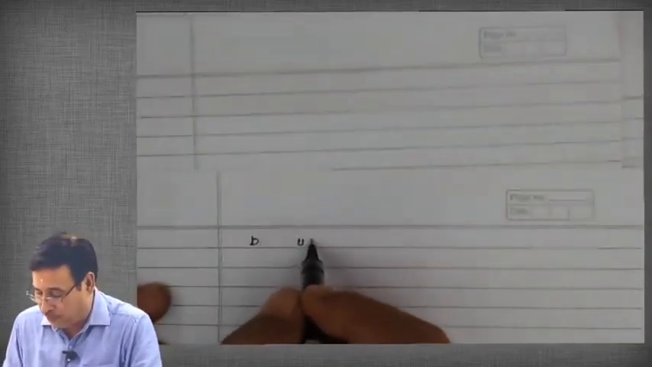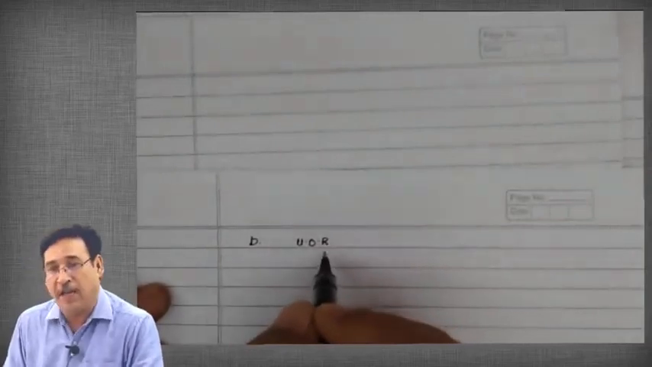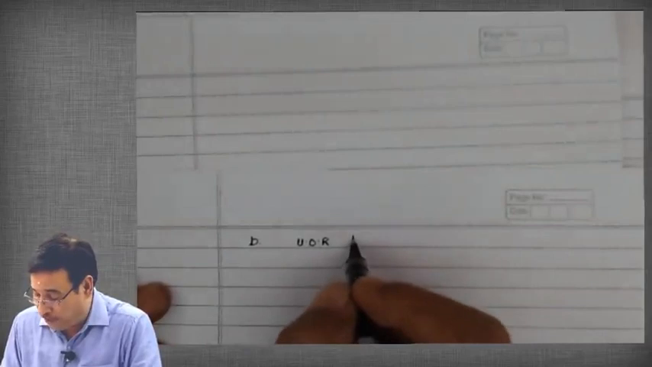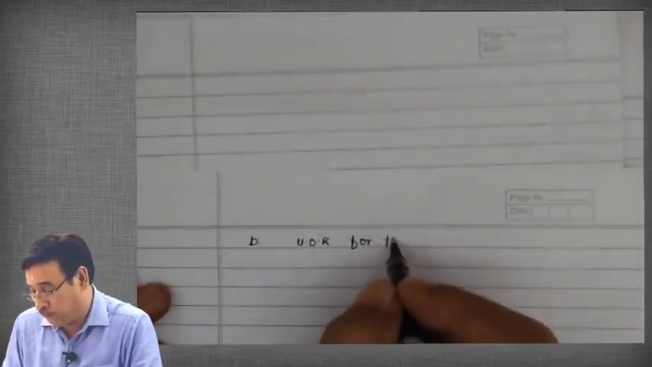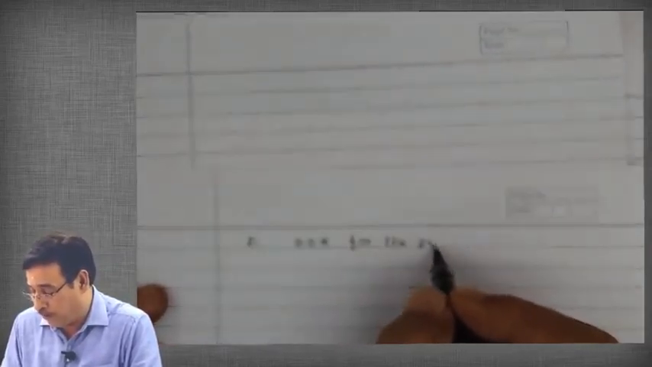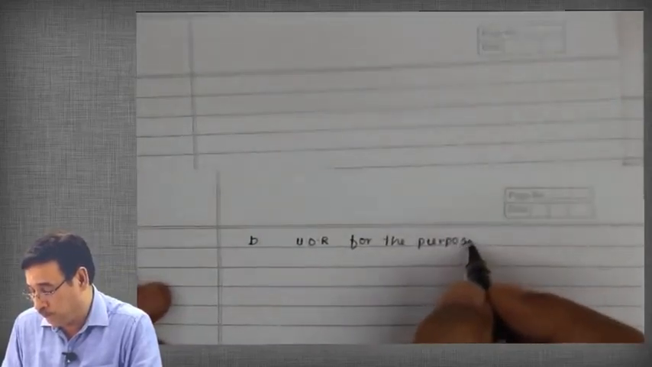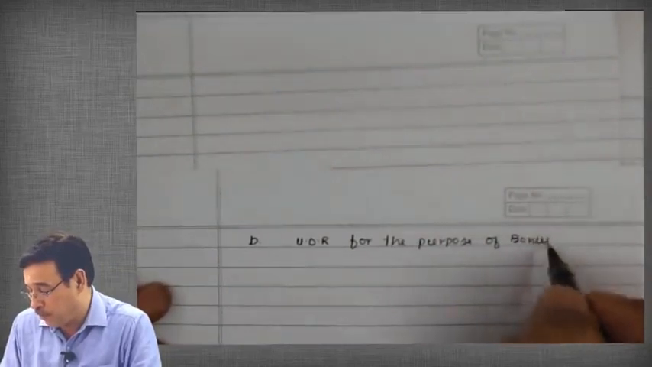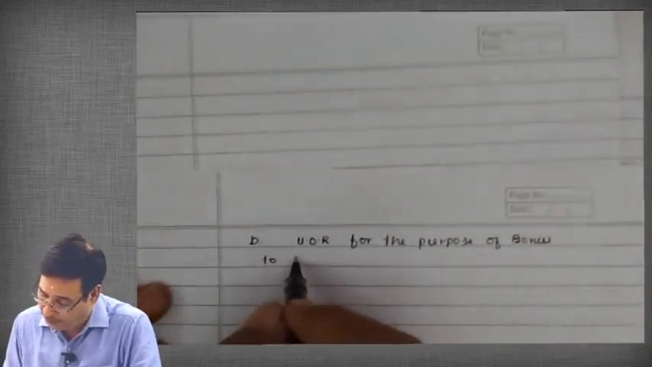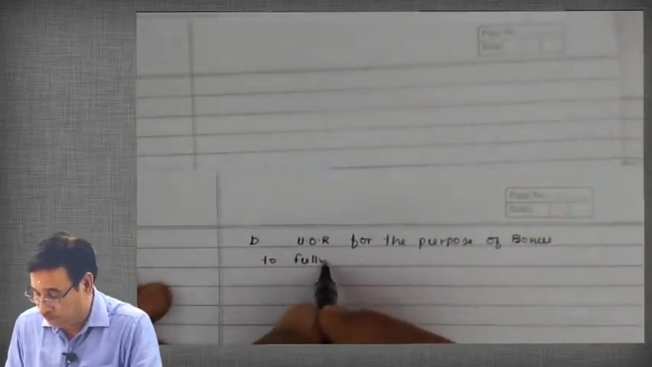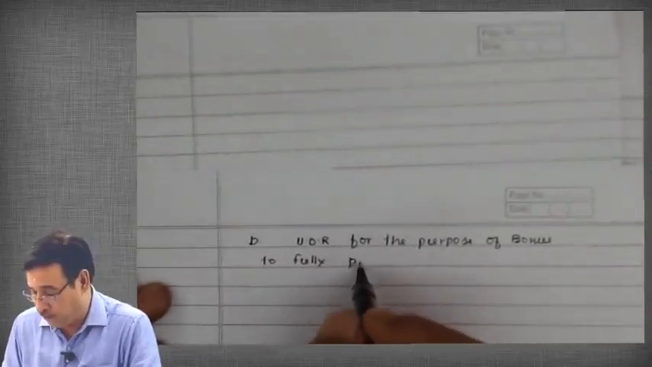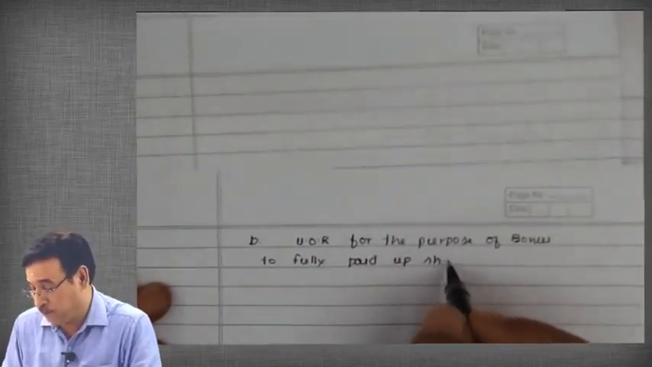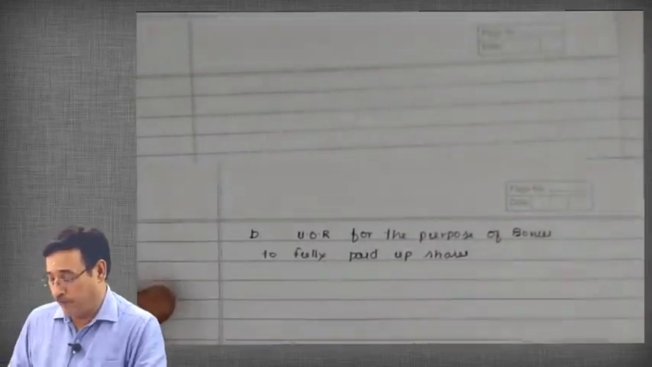Utilization of resources, UOR, it means utilization of resources for the purpose of bonus to fully paid up shares. So what will be your entry?